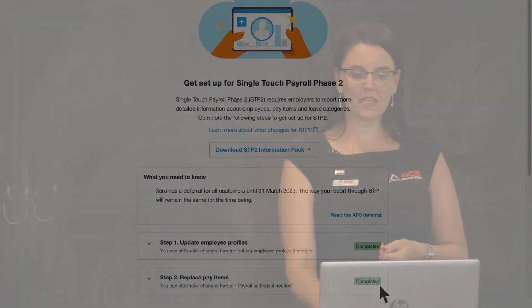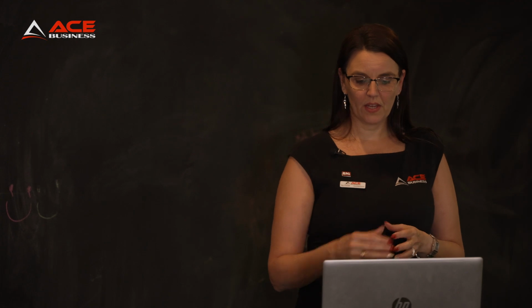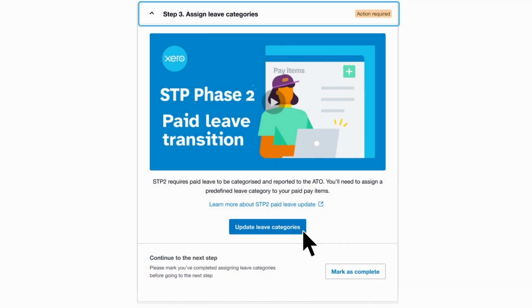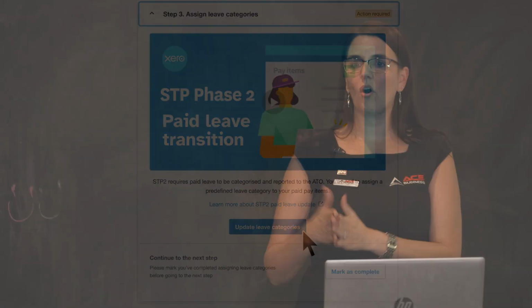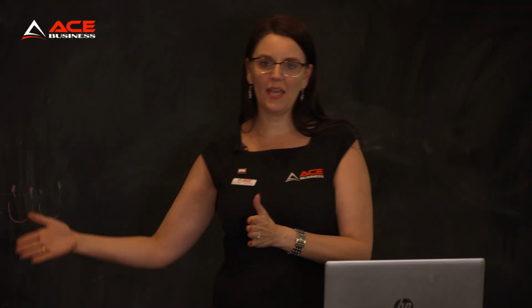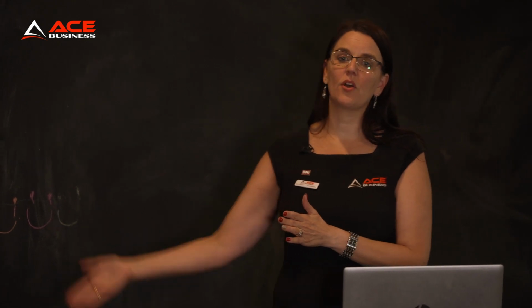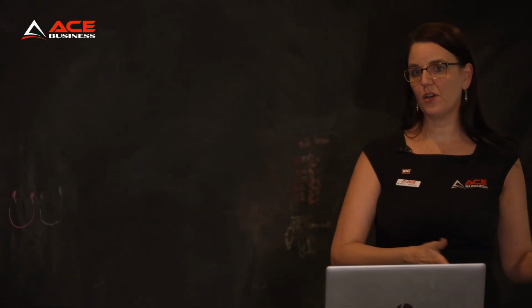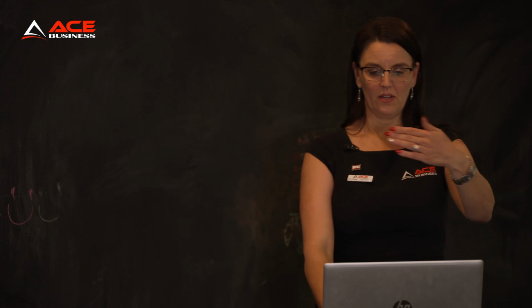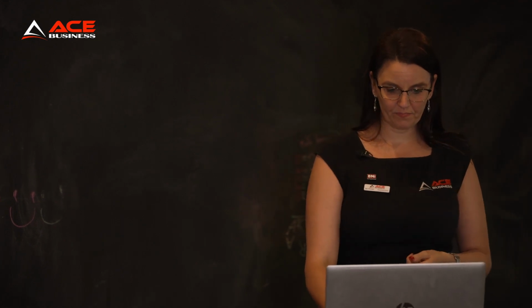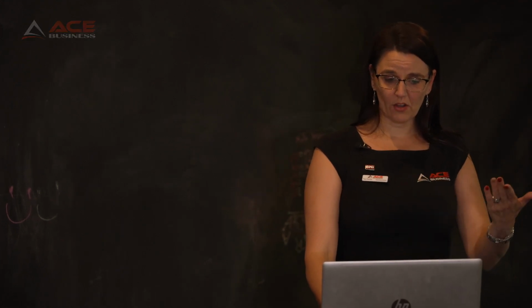So step 3 is updating the leave categories. So again, we're doing this step by step. The questions that I'm getting is often when we're trying to jump ahead, I can't change my leave ones. No, because you haven't done step 1 and step 2 first. So make sure that you're doing it as the steps are designed. Again, we click on the button.